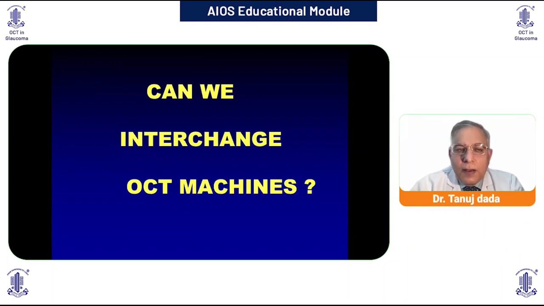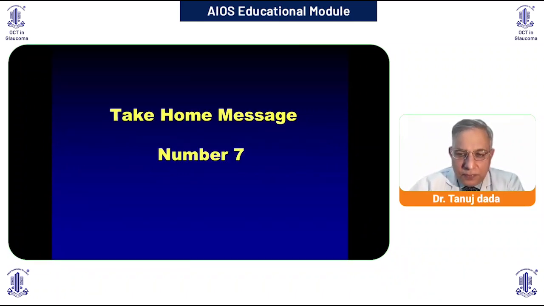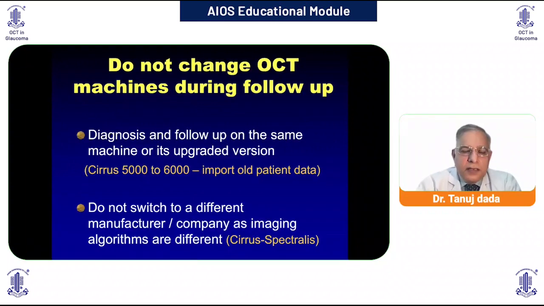Then if you are following up a patient, don't change the machine because the average RNFL thickness is very different. You can see same device, same operator. The average RNFL thickness on the Zeiss was 90 micron, and the same patient on the Topcon, it was 106 micron. So different OCT machines are using different algorithms. When you do OCT on one particular machine, on follow-up, don't change the machine. So that is the next take-home message on follow-up. Don't change the OCT machine.